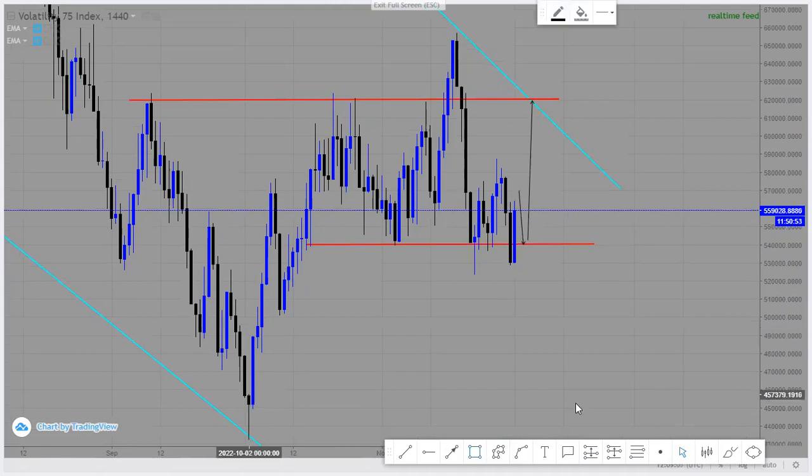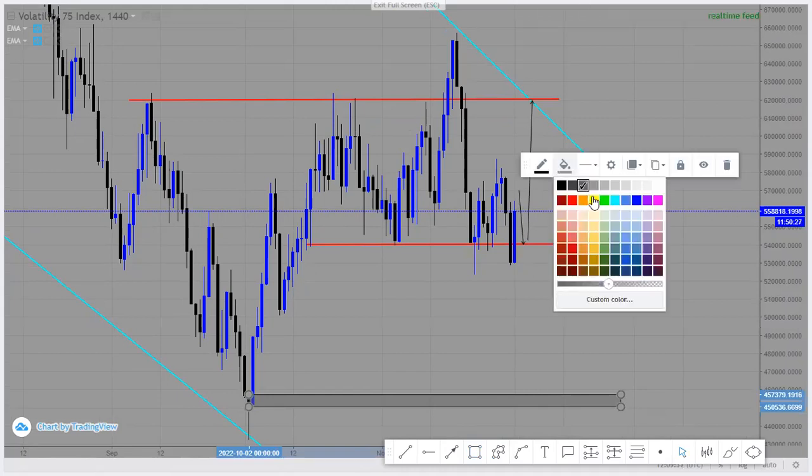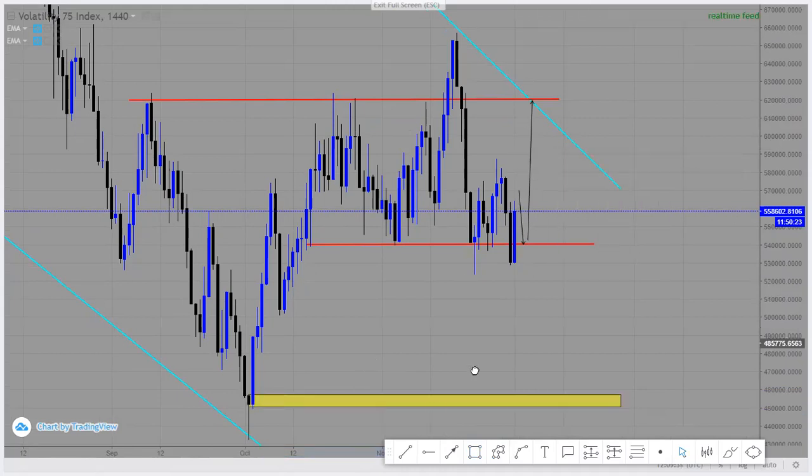The market left this demand zone here. Someone can also go in on the order block, which is yet to be tested for the second time. It's still yet to be tested, to be verified. So based on that, I'm expecting the market to come back.